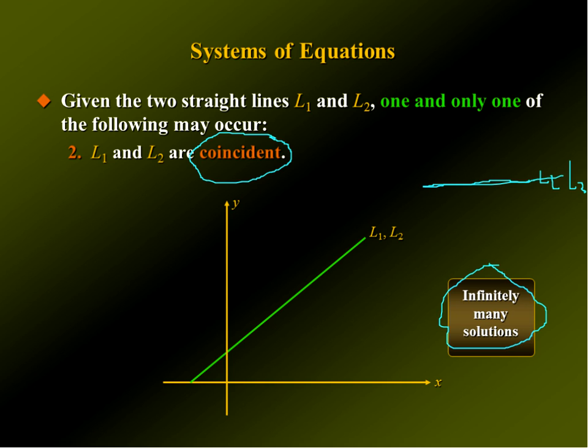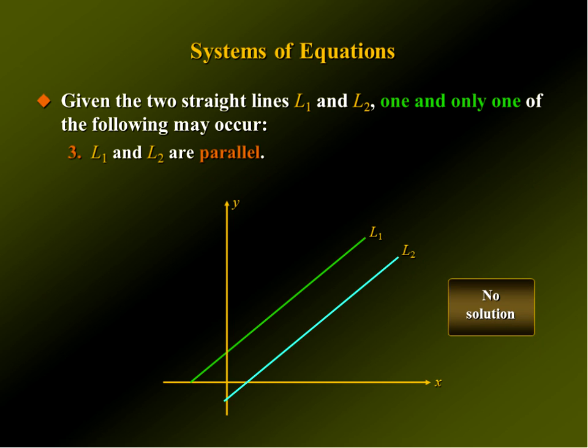Now the last point, the third point. If we have two lines and the two lines are parallel, then this is called no solution. If we have two lines L1 and L2, then there is no cutting point between these two lines. Then we say it is no solution. There is no solution.